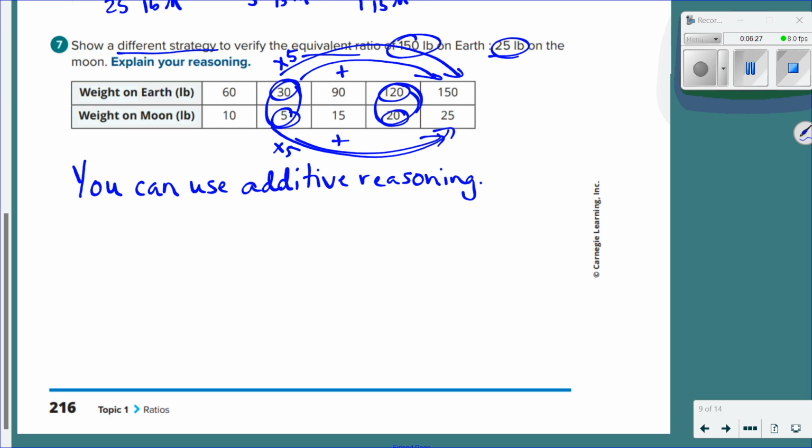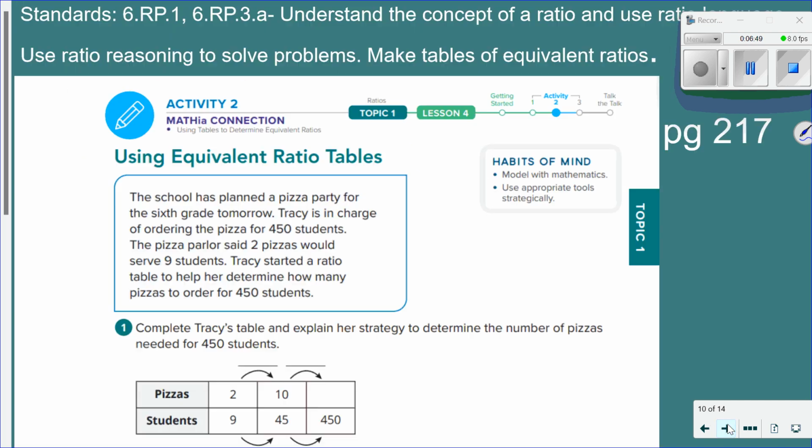If I do multiplicative, then I'm multiplying by the same number. Because if you really look at it, by multiplying both of those by 5, 5 over 5 is what? 1. So in fact, I multiplied it by 1. Make sense? Any questions on that page? Okay, let's go ahead and go to our next page.